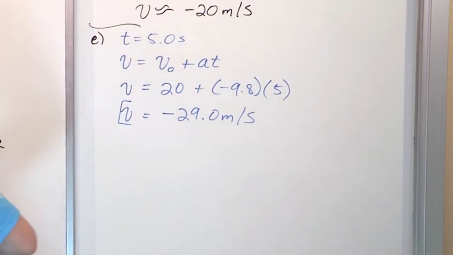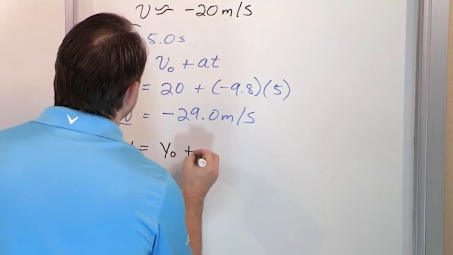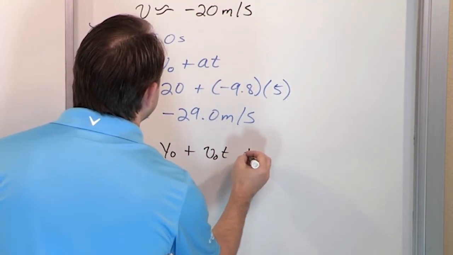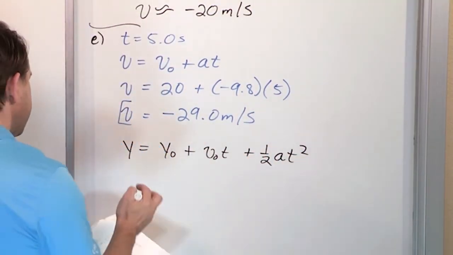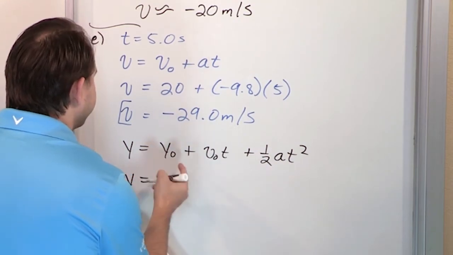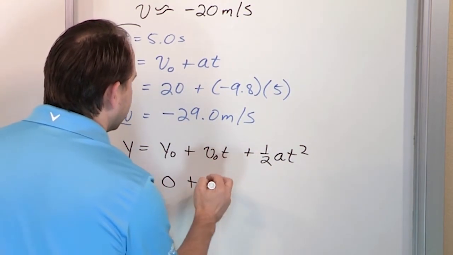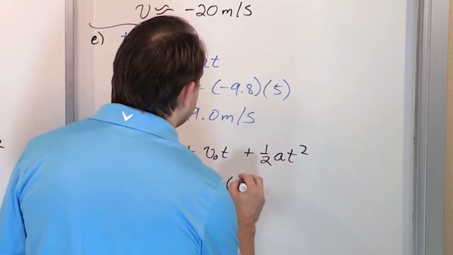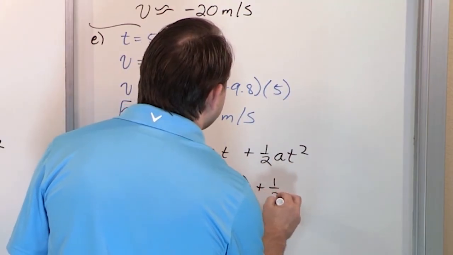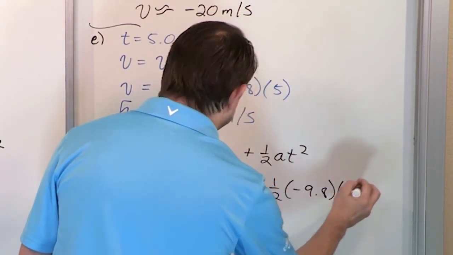And then what is the position at 5 seconds? We're going to use our position equation, y naught plus v naught t plus 1/2 a t squared. So what is the initial position? 0. What is the initial velocity? 20. How long am I looking in the future? 5 seconds in the future. Plus 1/2. What is gravity? Negative 9.8. And 5 seconds in the future.